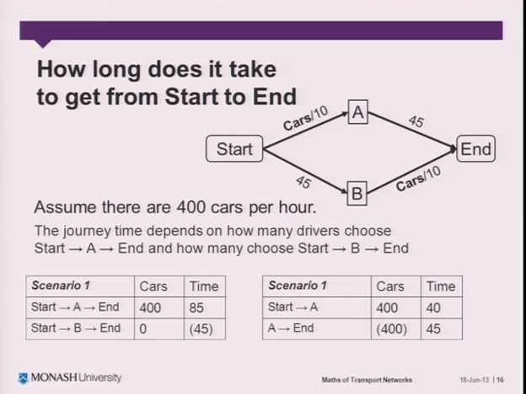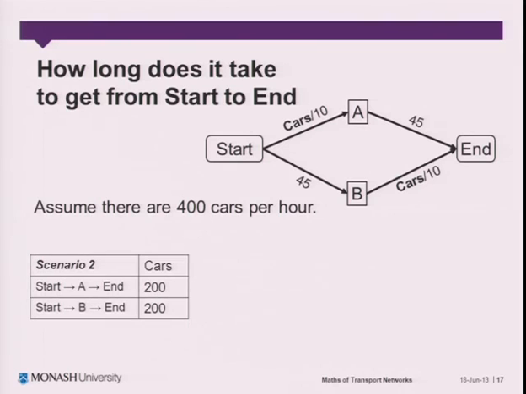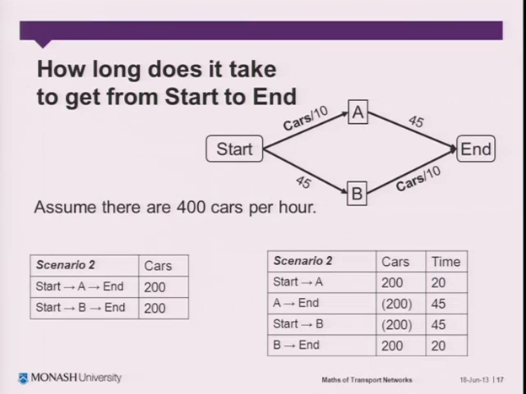There aren't any cars going via B. It would only take 45 minutes if they went that way. So if you've got a more equal spread in scenario two, 200 cars to go each way, then going from start to A takes just 20 units of time, and A to N takes 45. And start to B takes 45 units of time, and B to N just takes 20. So under scenario two, the time taken on both routes is just 65 units of time.